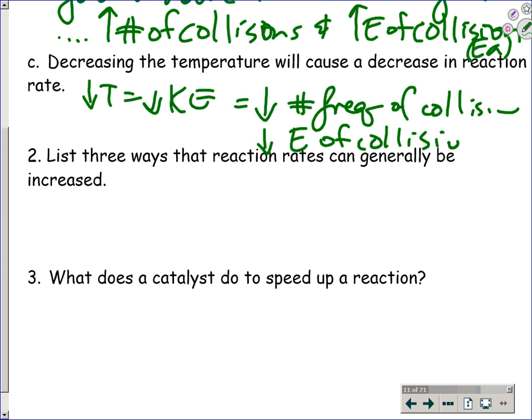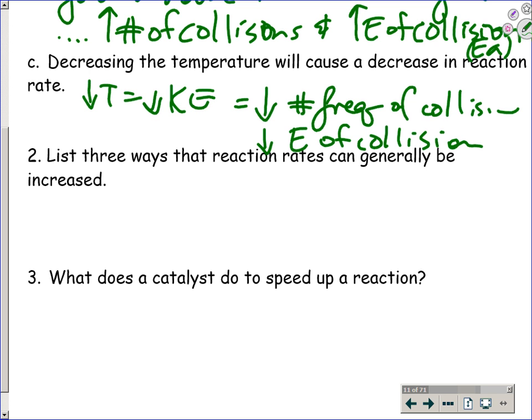Awesome. All right, so just remember, if you're talking about kinetic energy or temperature, you have to mention both frequency and energy of collision in your explanations. Or if there's a multiple choice question, read it closely so you're making sure you capture all of that in your answer. Three ways that you can generally increase reaction rate.